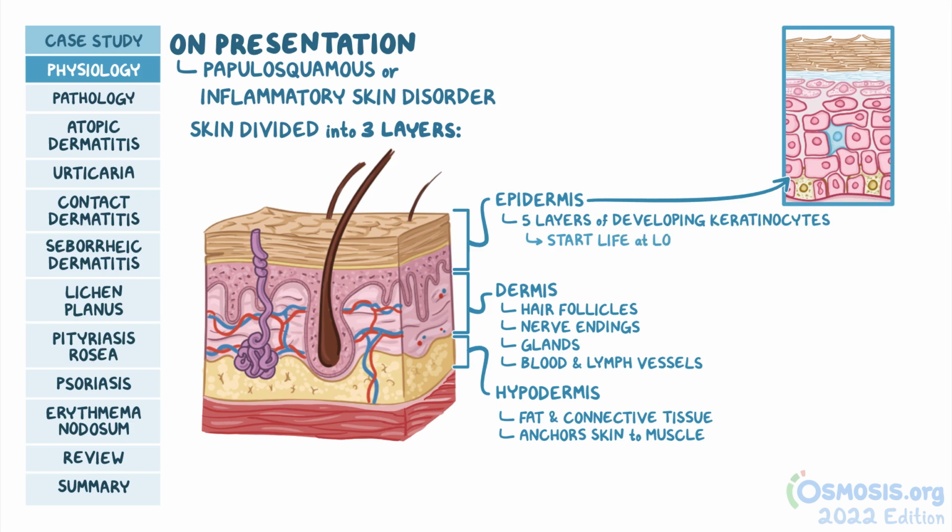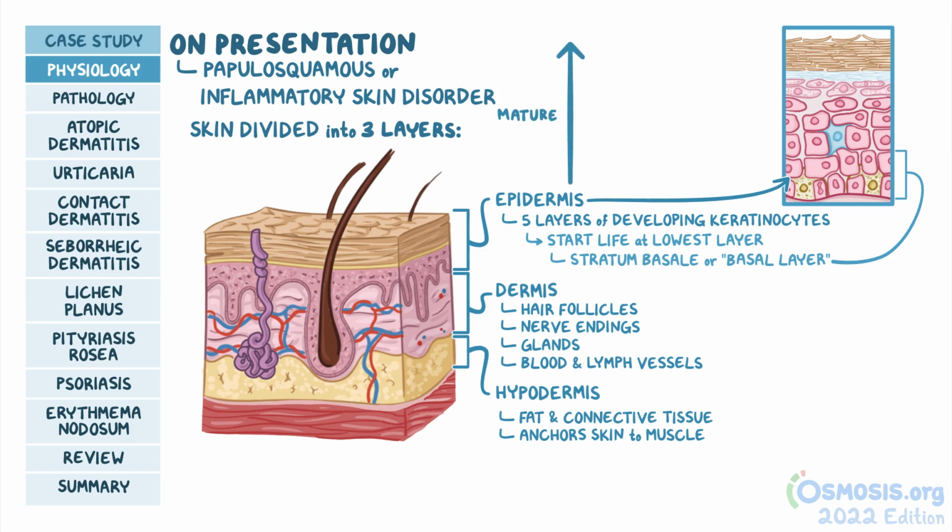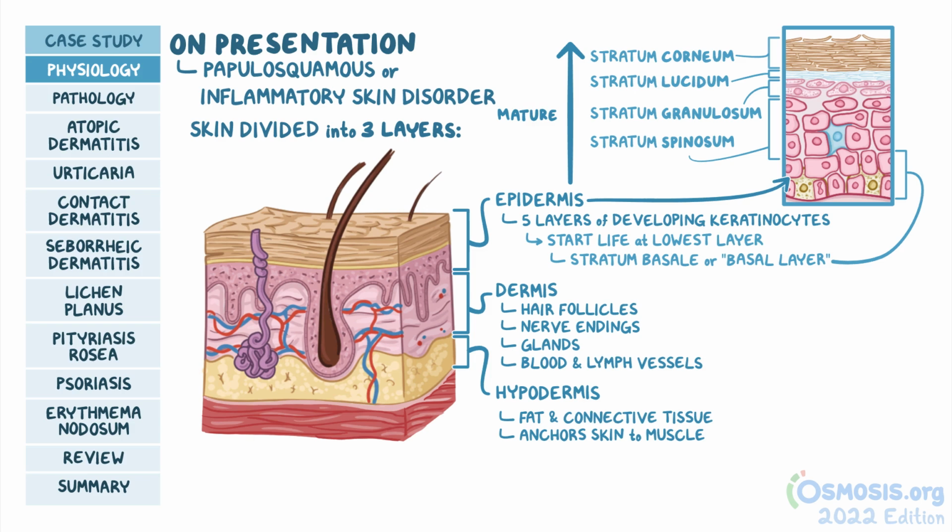Keratinocytes start their life at the lowest layer of the epidermis, so the stratum basale or basal layer. As keratinocytes in the stratum basale mature, they migrate into the next layers of the epidermis, called the stratum spinosum, stratum granulosum, stratum lucidum, and finally the stratum corneum, which is the uppermost and thickest epidermal layer.